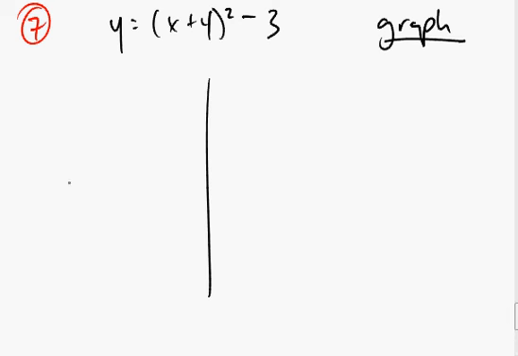Graph. What form is this one in here, Brandon? What form is it in? It's in vertex form. Marcelo, are you happy that it's in vertex form, or would you prefer it were in standard form? You prefer standard? Oh. Okay. Marcelo prefers standard form to vertex form.